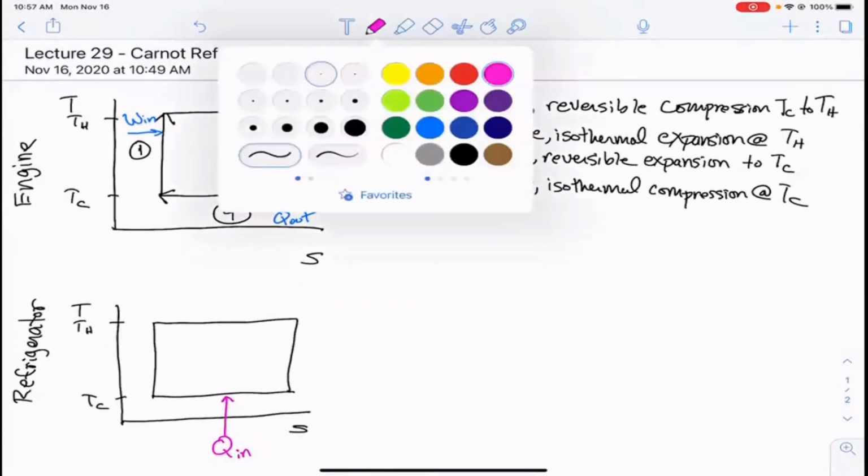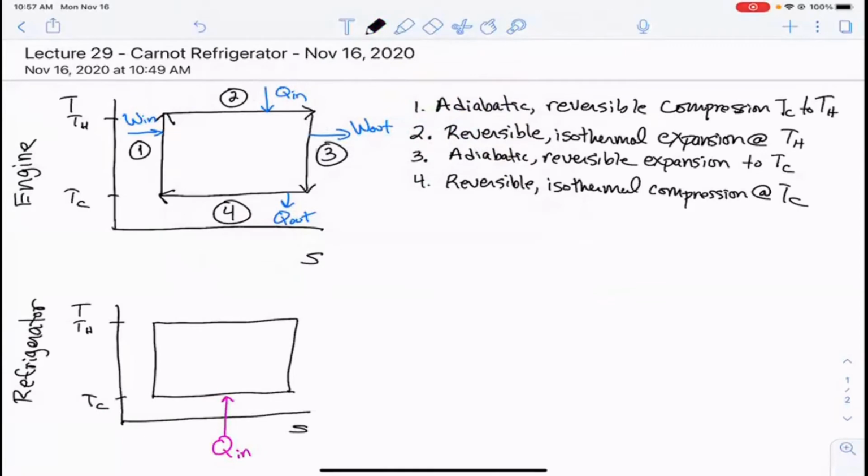And that step is, if you're going to take in heat, it has to be an expansion, right? And if it's going to be isothermal, right? So you have to do a reversible isothermal expansion at T cold. And I'm actually going to start the cycle just talking about that, and I'll call that 2 star.